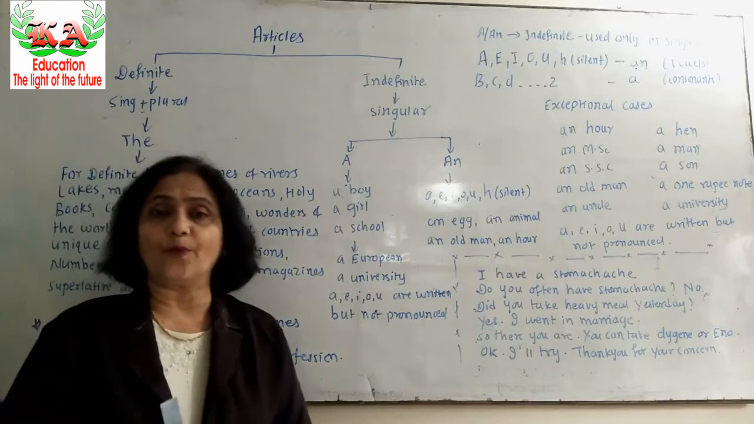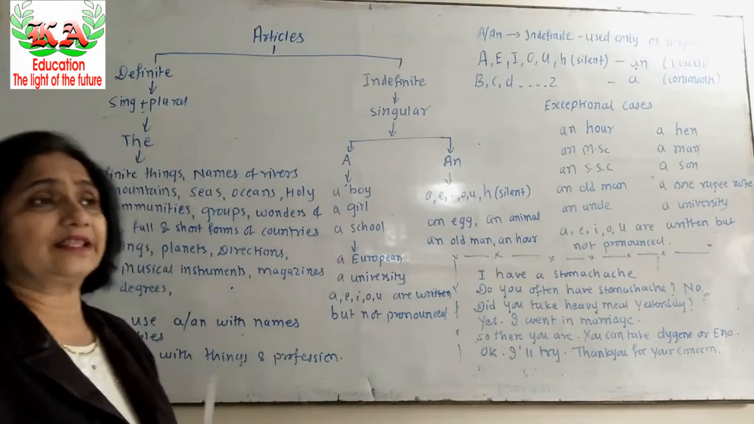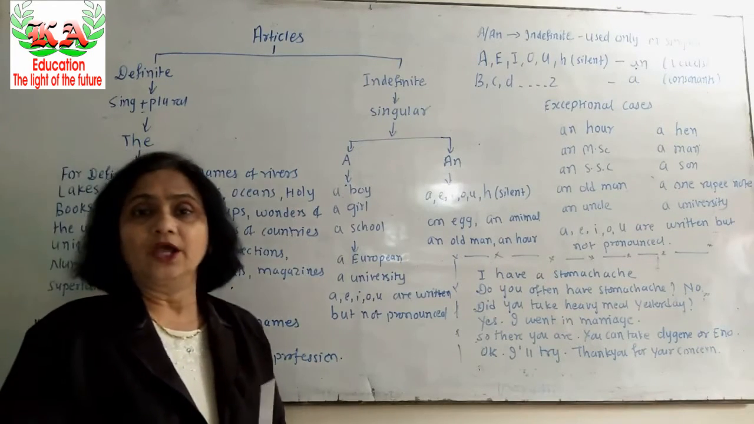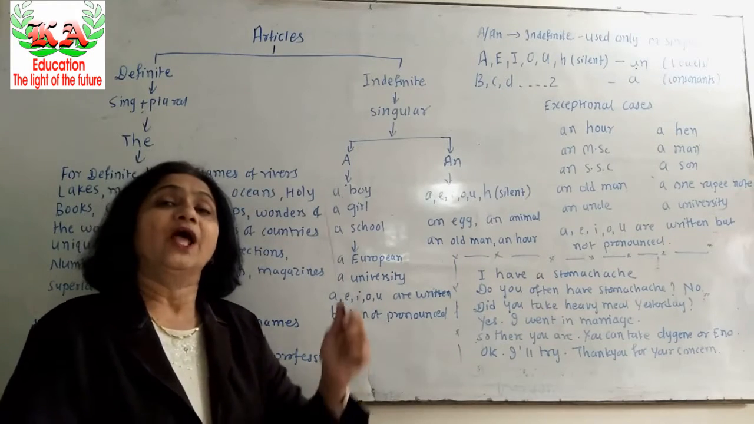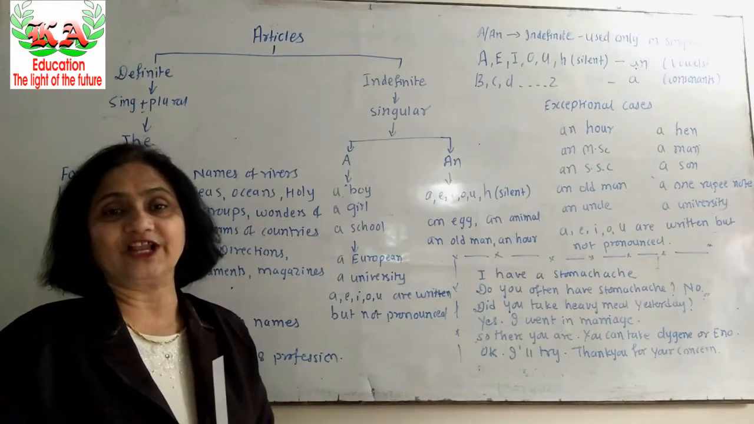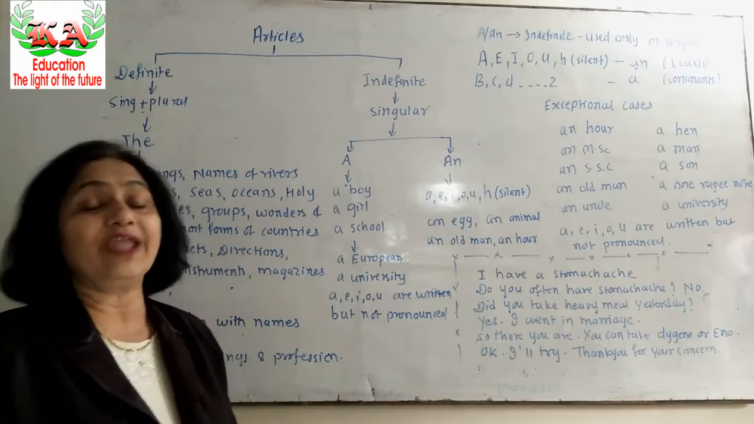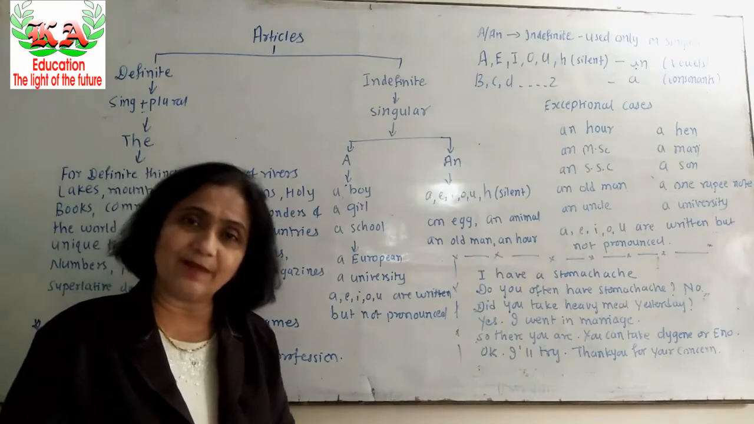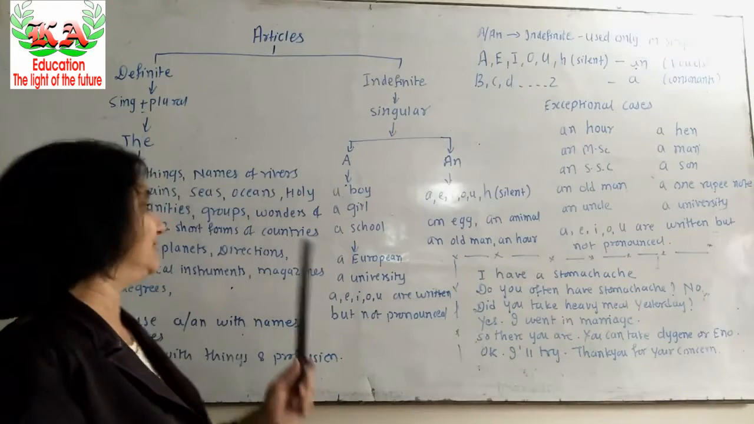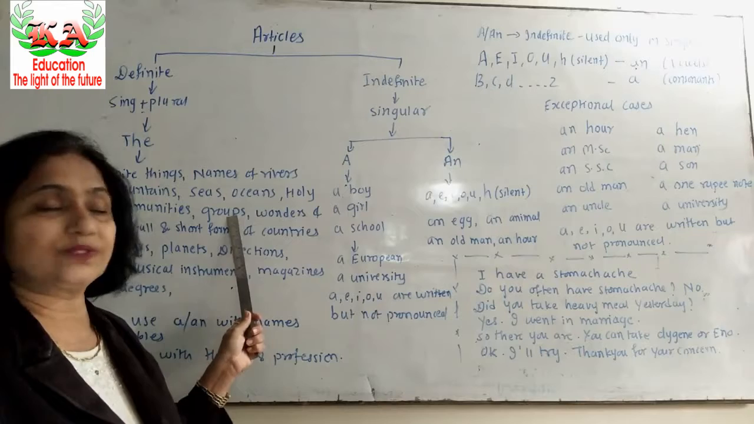With all the groups, that is, when we say the peacock is our national bird, it is not only one, the whole group is told about. The peacock is our national bird, so all the peacocks. If we say the blind cannot see, that means all the blind, all the group cannot see. So with the group we use the.